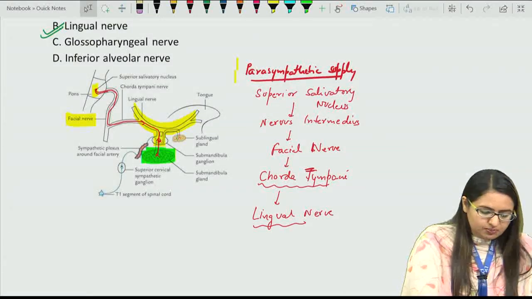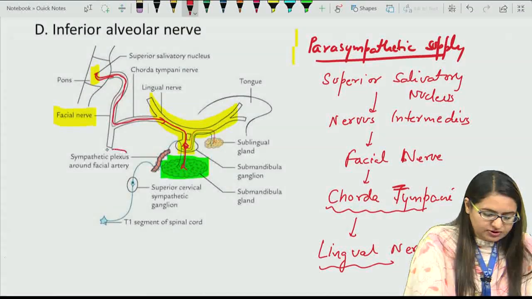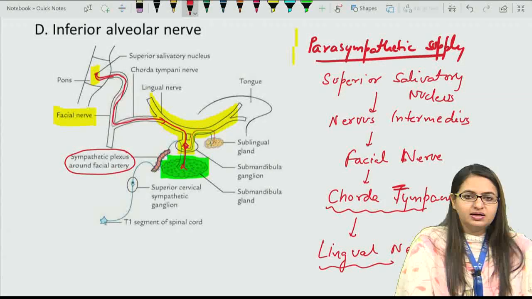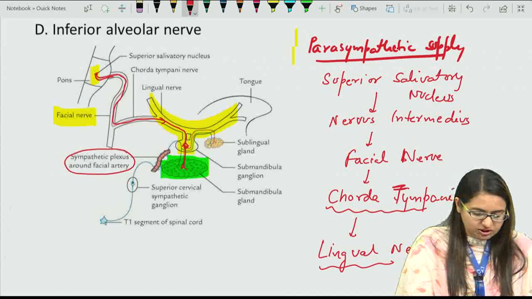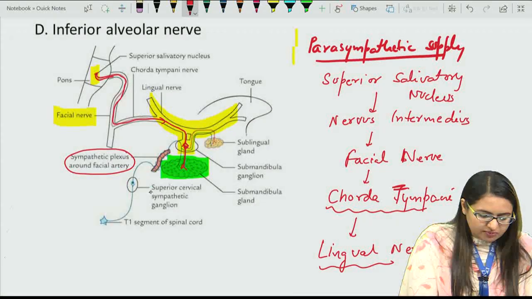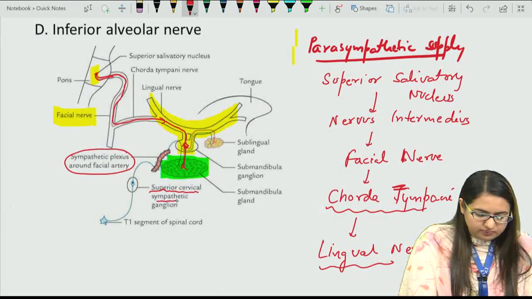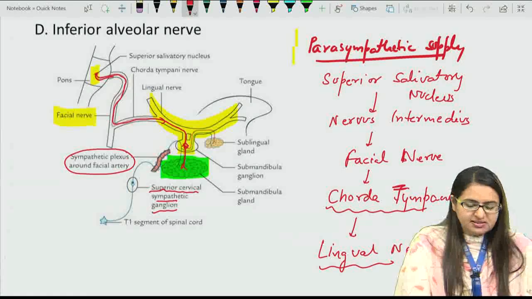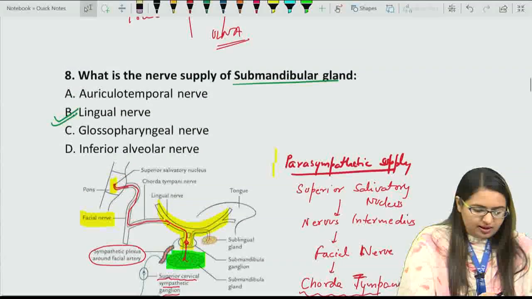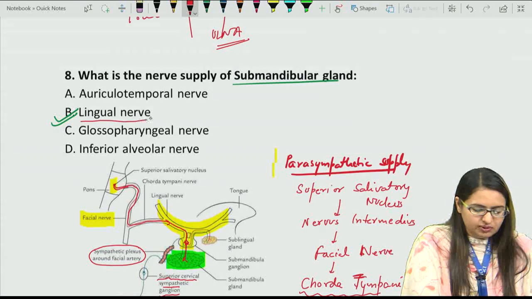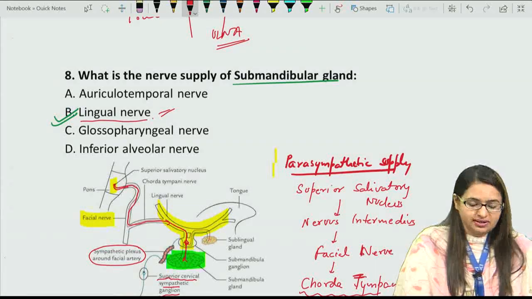For the sympathetic supply, if we see over here, this is the sympathetic supply. This sympathetic supply is through the sympathetic plexus, which is formed around the facial artery, and these fibers are coming from the superior cervical ganglion. The sensory supply is also through the lingual nerve. So the answer for this question is the lingual nerve, for the submandibular gland.